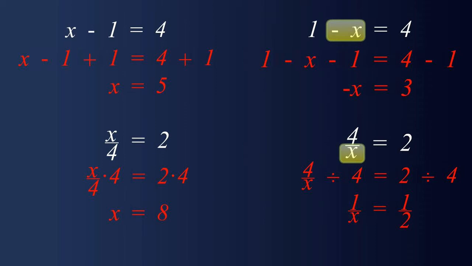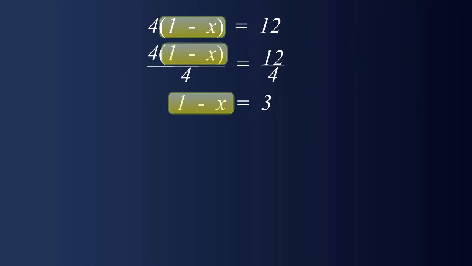I have prepared 2 worked examples on each scenario. Let's go through them. In the first example, the equation has a part that says 1 minus x. Just like I said, be extra cautious. First thing first, we treat 1 minus x as a new unknown. Divide both sides by 4 and we get 1 minus x equal to 3.